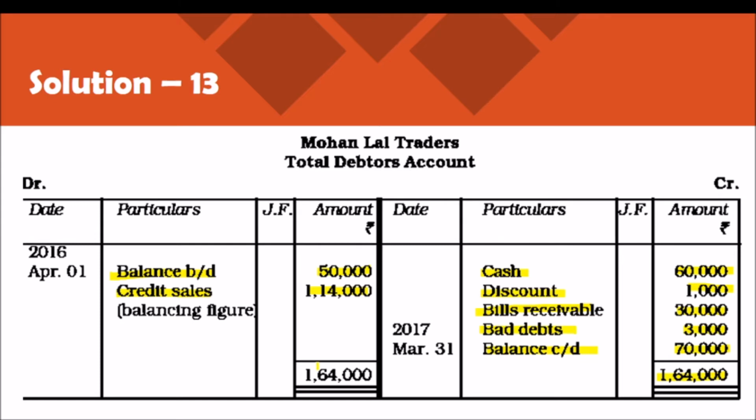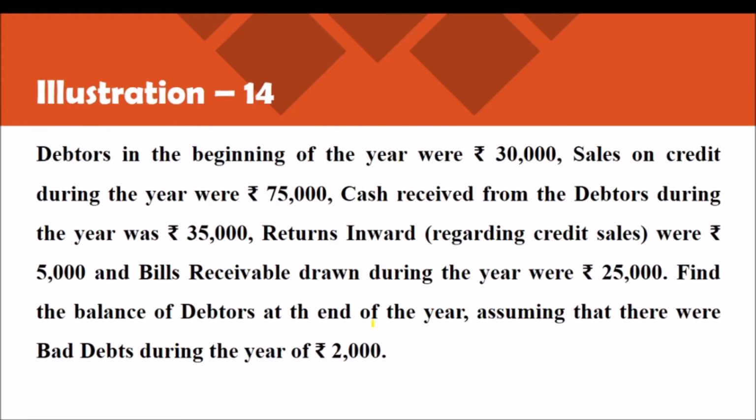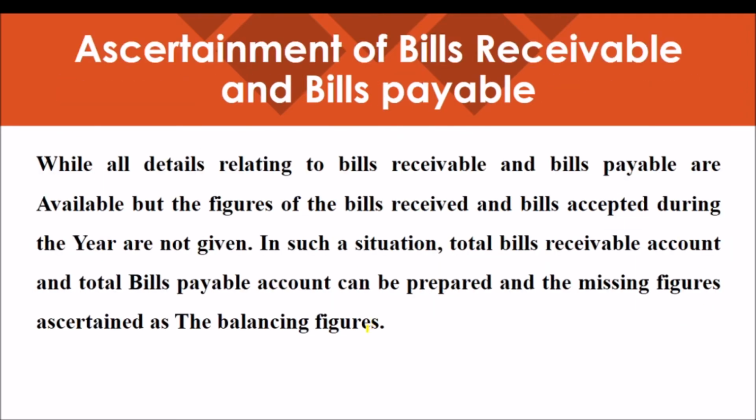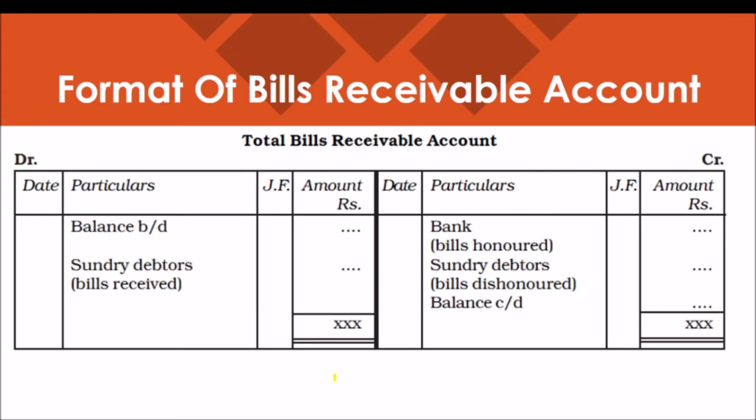So these are the things you have to remember. Very important calculations, which are useful for the preparation of final account under double entry system. And bills receivable account is another account. Bills receivable account and bills payable account are used to find out the missing figures like the total debtors account and the total creditors account. Balancing figure will be a missing value.